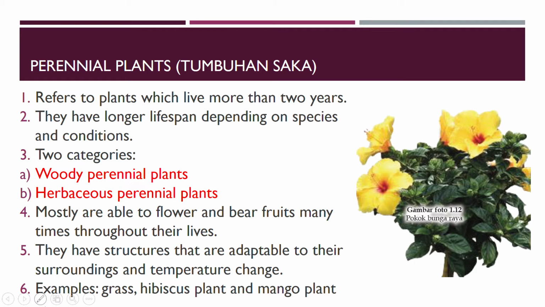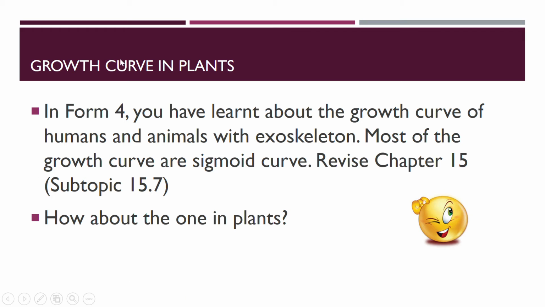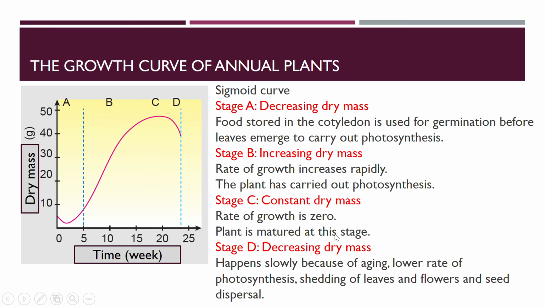Okay, so ada grass. You will see some grasses with flowers, and usually they have a longer lifespan. Mango plant as well. Okay, growth curve in plants. Growth curve pertumbuhan, ada satu graph yang menunjukkan pertumbuhan yang pernah kamu belajar masa chapter 15. Sigmoid curve. Kalau tumbuhan macam mana? So it depends on whether it is the types lah, whether it's annual, biennial or perennial.